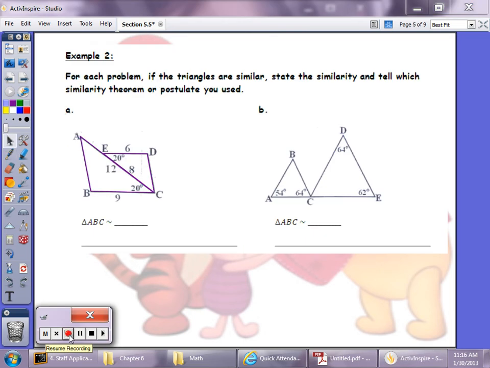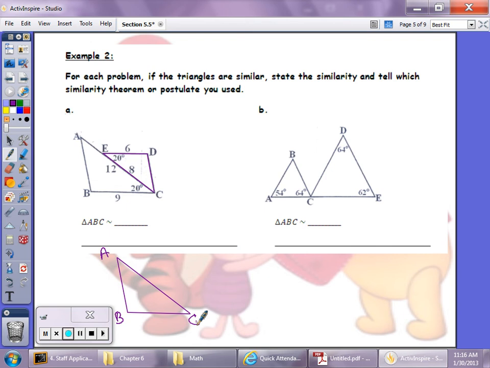For the next couple examples, we are going to try to prove the triangles are similar, and if they are, we're going to state the similarity and then tell which similarity theorem or postulate we used. In this section, it's very important to remember that if you have triangles that are confusing when they are one figure, go ahead and separate them into two figures. So I'm going to take the first triangle, which is ABC, so A, B, C, and I'm going to label the information that I know.